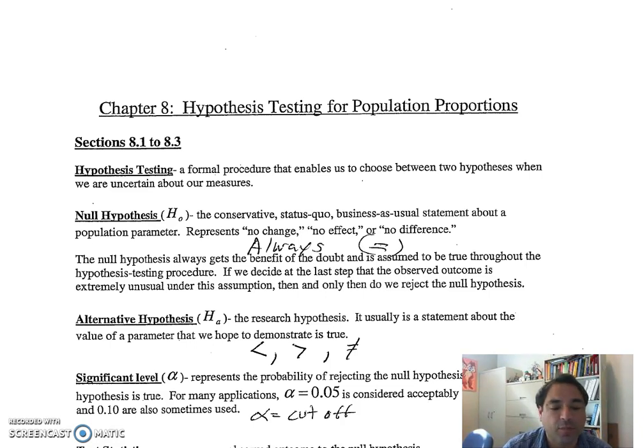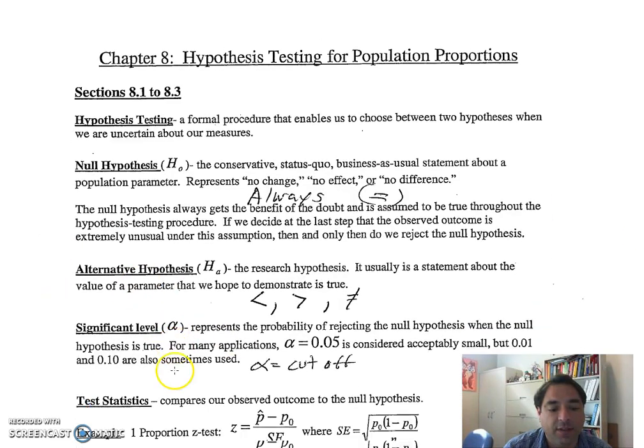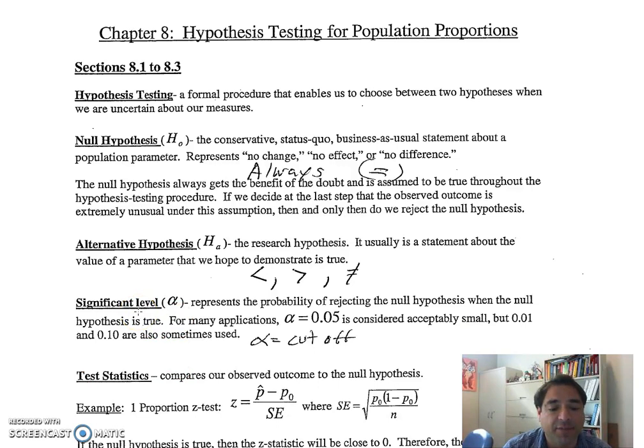Now, we also have our alpha, that is our significance level. That represents the probability of rejecting the null hypothesis when the null hypothesis is true. A general alpha is 0.05. Now, that is like our cutoff. I want you to think of that as a cutoff. And again, traditionally it's 0.05, but it can also be 0.01 or 0.10.